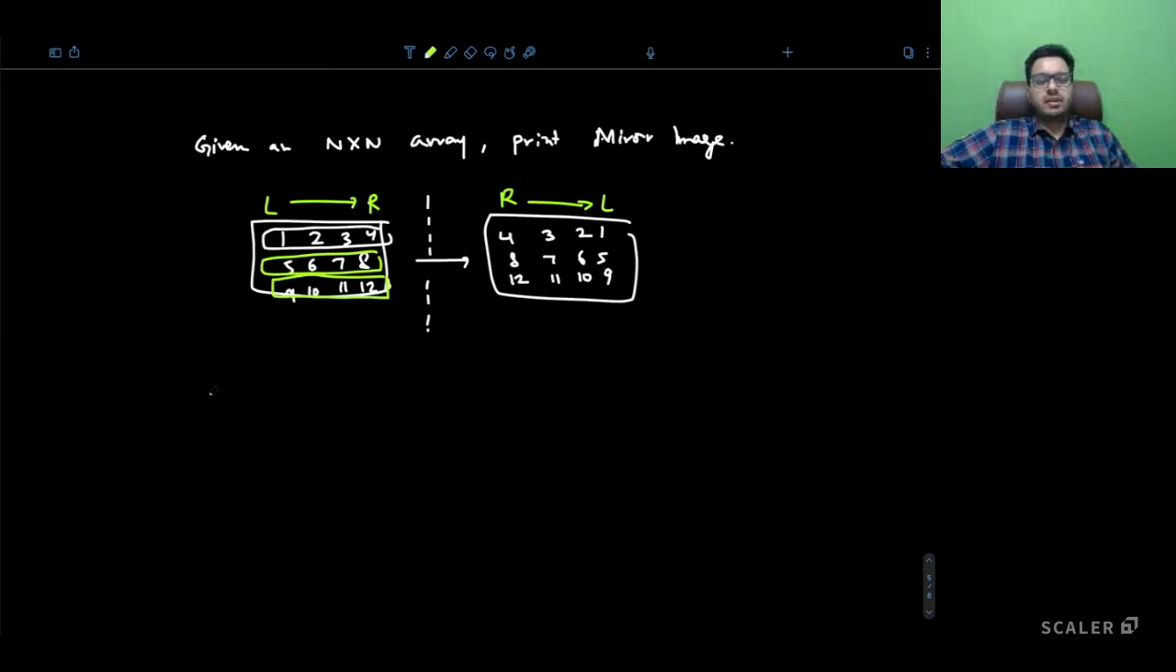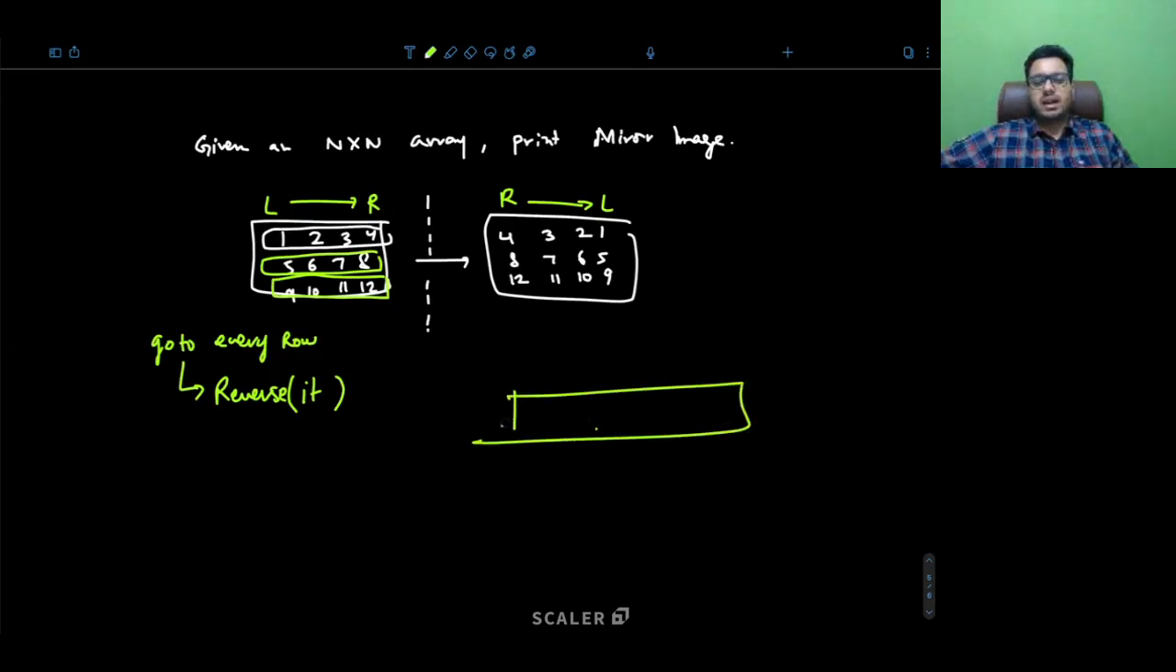So if you have a function called reverse, what do you need to do? You need to go to every row and reverse that row. Okay, and how do you reverse a row? How do you reverse the array in place? Okay, people are saying two pointers and swap.